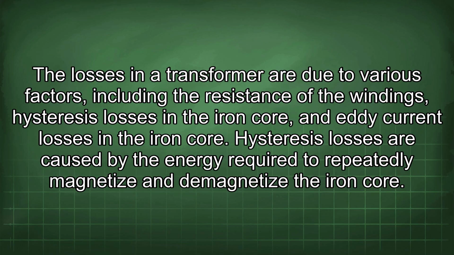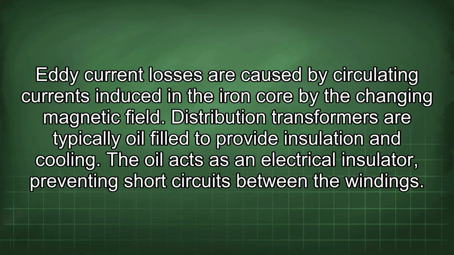The losses in a transformer are due to various factors, including the resistance of the windings, hysteresis losses in the iron core, and eddy current losses in the iron core. Hysteresis losses are caused by the energy required to repeatedly magnetize and demagnetize the iron core. Eddy current losses are caused by circulating currents induced in the iron core by the changing magnetic field.